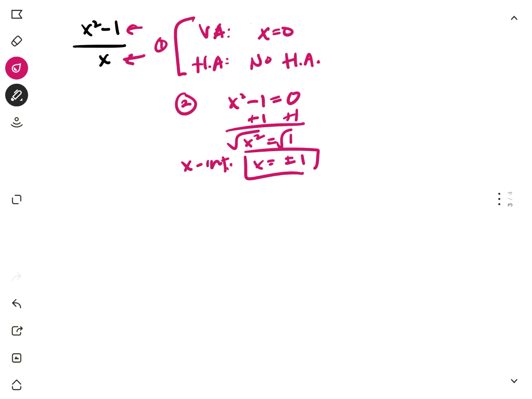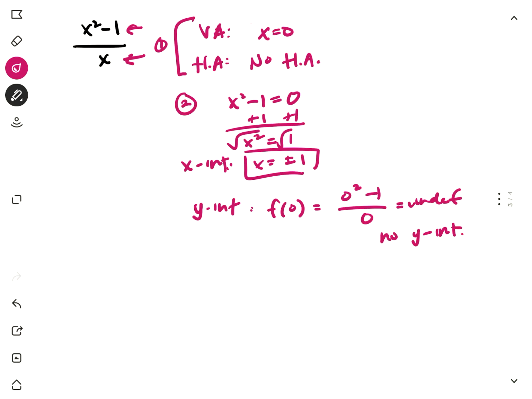And then we can find our y-intercept. We said that's f of 0, right? So we're just going to say 0 squared minus 1 over 0. Oh wait, but we have an asymptote at 0, right? So this is undefined. And therefore we have no y-intercept.